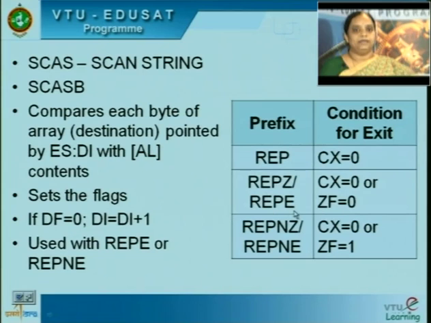Repeat on equal. For the REP instruction, we have just CX equal to 0 as the condition for exit. Each time the instruction is executed, CX is decremented, and once CX is 0, it will stop repetition. When I have repeat equal, it will not only check CX equal to 0, it will also check whether the zero flag is equal to 0. If zero flag is 0, it will repeat the instruction. If zero flag is 1, it will come out. And what about repeat on not equal? If it is not equal, the zero flag will be 0, and the condition for exit is once again CX equal to 0 or zero flag equal to 1. That it should be set if it's equal.